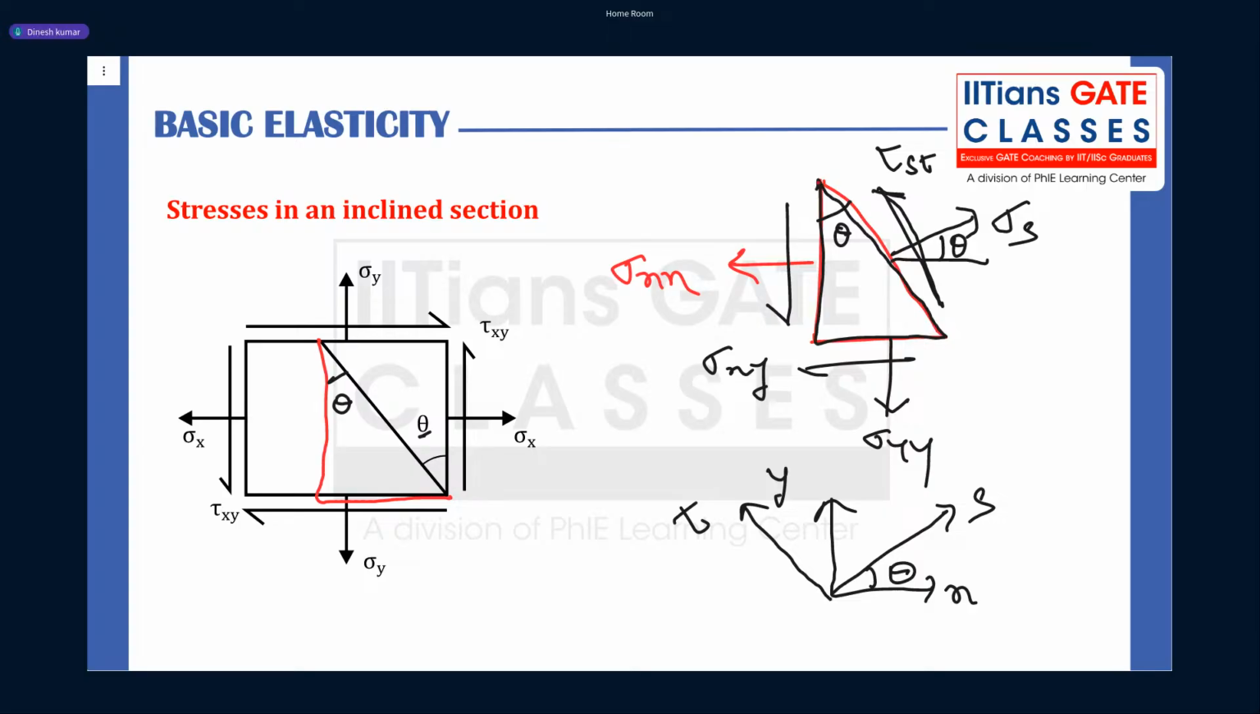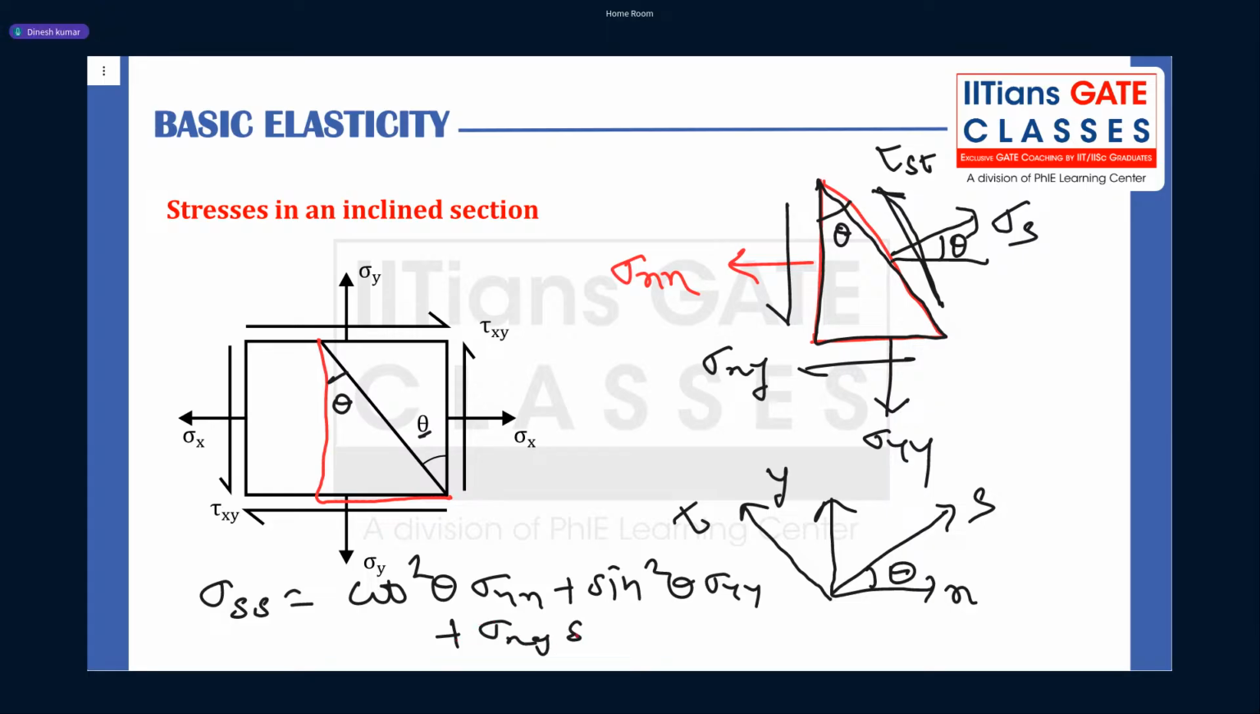Now guys, so that means here your sigma ss on this triangular element is what? From the transformation matrix, it is cos square theta sigma xx plus sin square theta sigma yy plus sigma xy sin 2 theta. Clear?